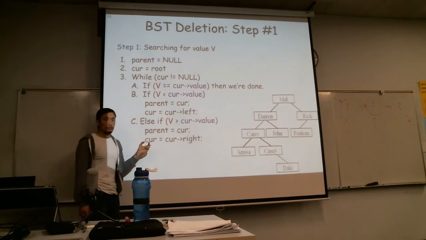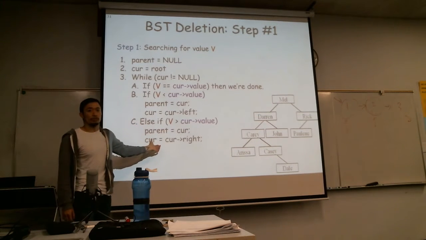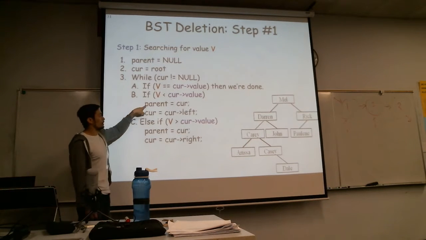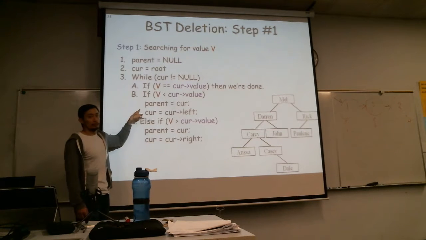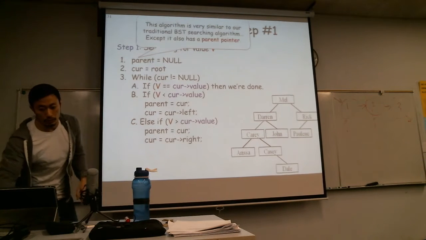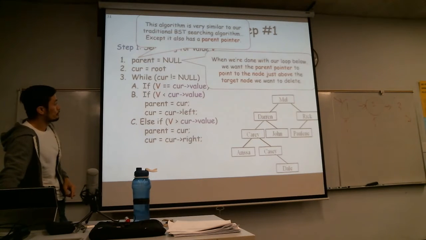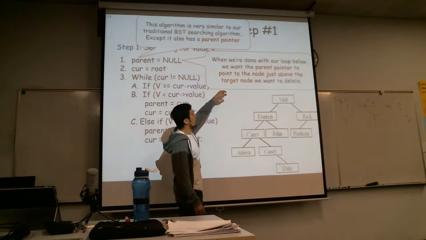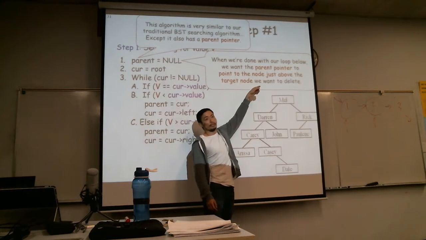Any questions on this? This is just searching. But this is identical to the binary search tree algorithm that we talked about earlier. The only thing that's different is the addition of this parent pointer. But we talked about why we use this, right? And so everything's identical other than having a parent pointer. When we're done with our loop, we want the parent pointer to point to the node just above the node we're trying to delete, right? That way we can relink things.